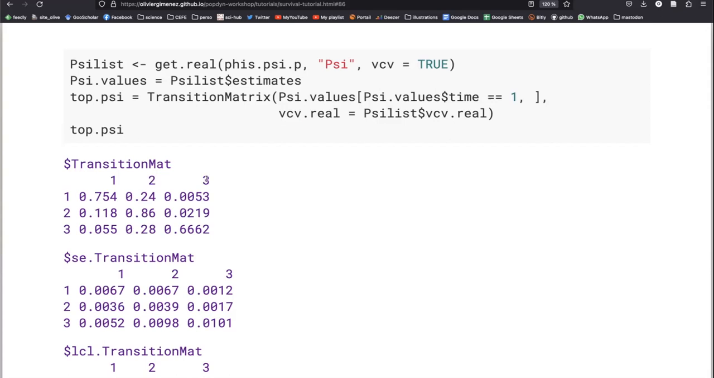Site three seems to be unattractive. The probability of leaving site one to move to site three is basically zero. The probability of leaving site two to go to site three is also almost zero. And actually, the probability of staying on site three is only 66%, whereas the probability of staying on site one and site two is more than 75%. So site three, which I think is mid-Atlantic, seems less attractive than the two other sites as a wintering site.